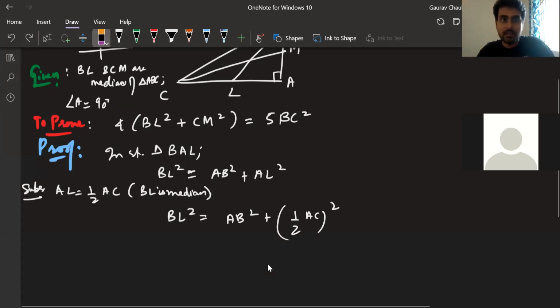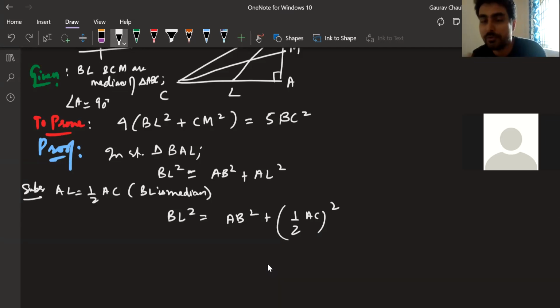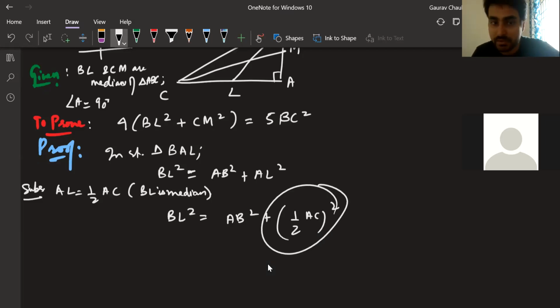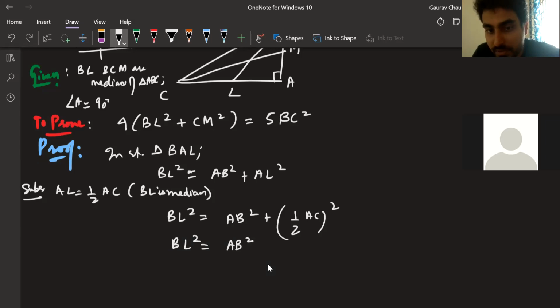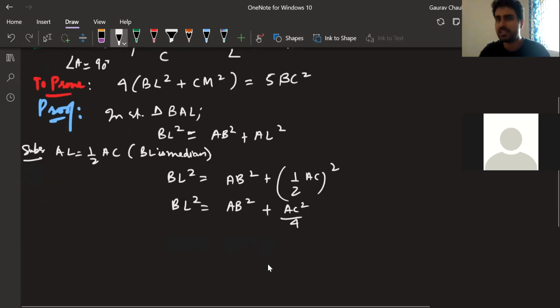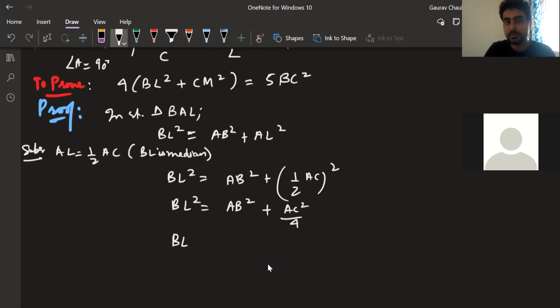Basically this 4 tells us that if I have some 4 in the denominator, on the other side things will work. And this is going to become 4 in the denominator right now. So I have BL square is equal to AB square plus, when I square it up, I get AC square by 4, and then I'm going to multiply both sides by 4. You can do that directly, or you can first take LCM and take 4 to the other side. I'm just multiplying both sides by 4. I get 4BL square is equal to 4AB square plus AC square.